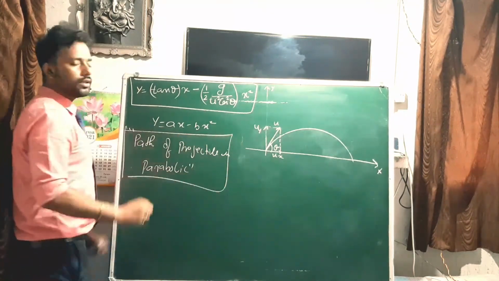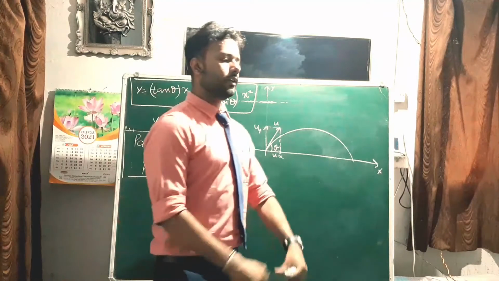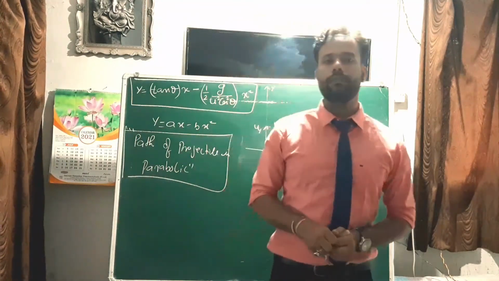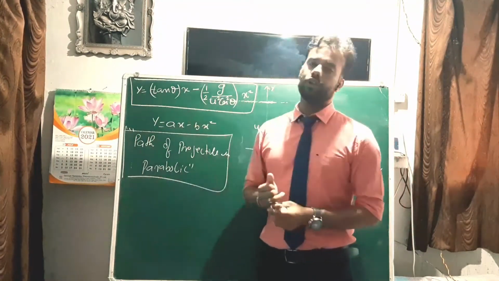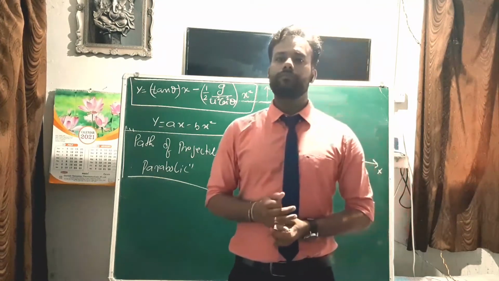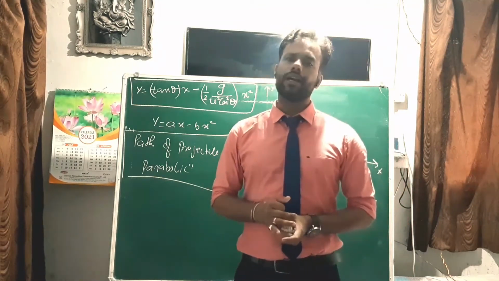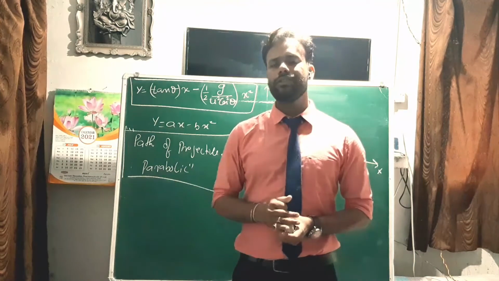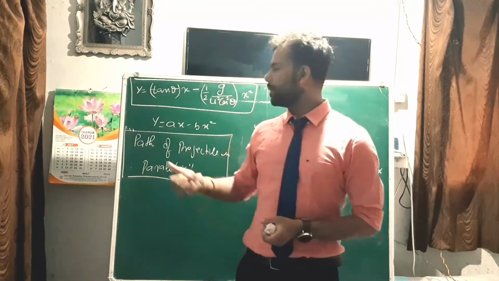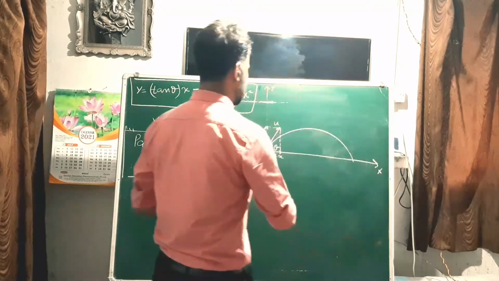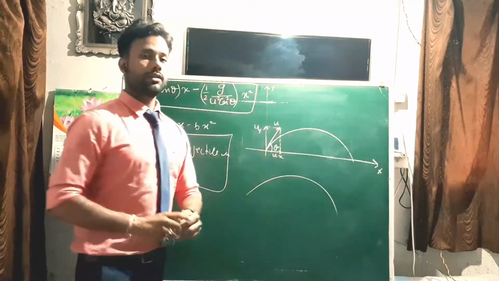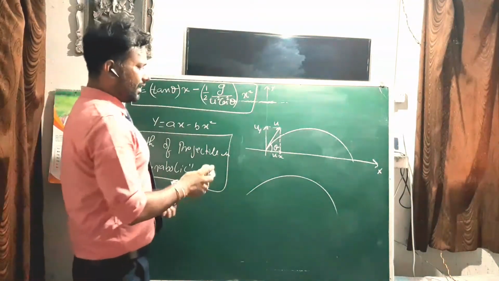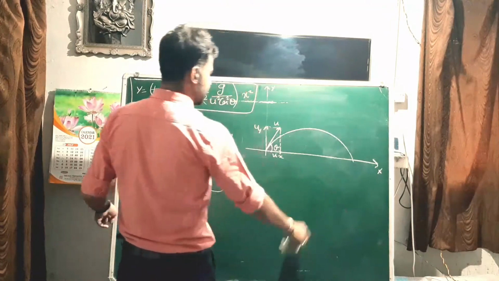Sometimes a question comes to prove that the path of a projectile is parabolic, then you have to prove this equation. A parabola is basically a kind of structure, like we have a circle, straight line, ellipse. Similarly we have a parabola like this. This path is known as parabolic. This is not circular, right? This is parabolic. It's a bit flatter than the circle.